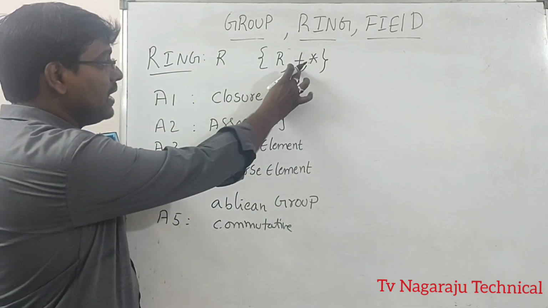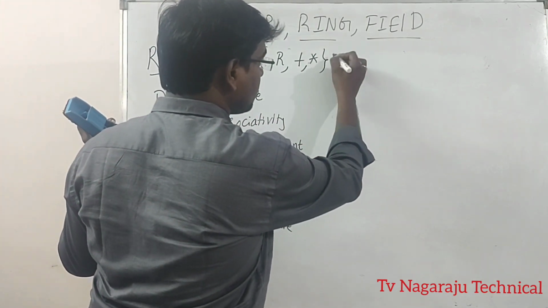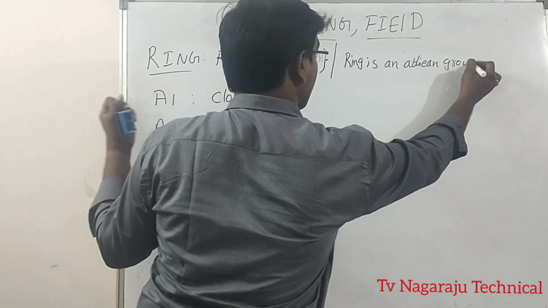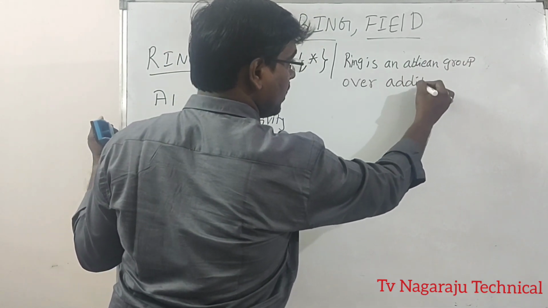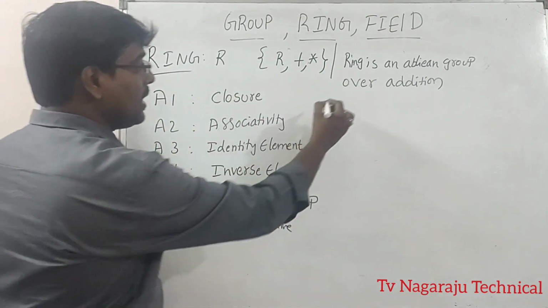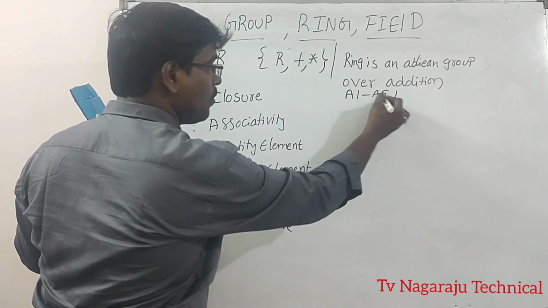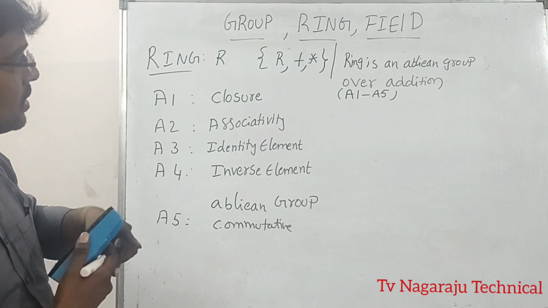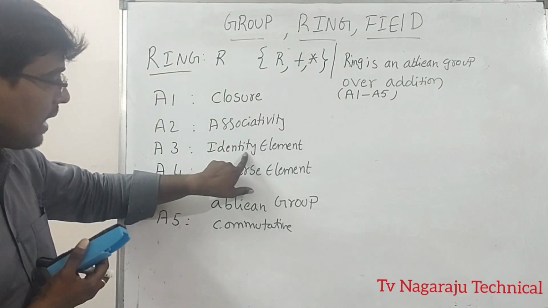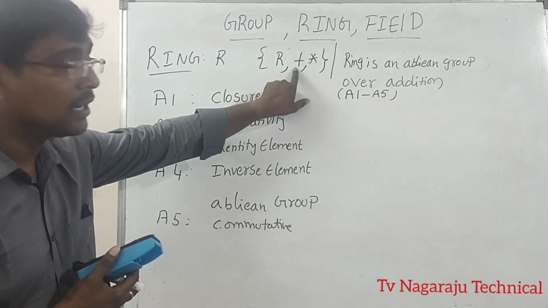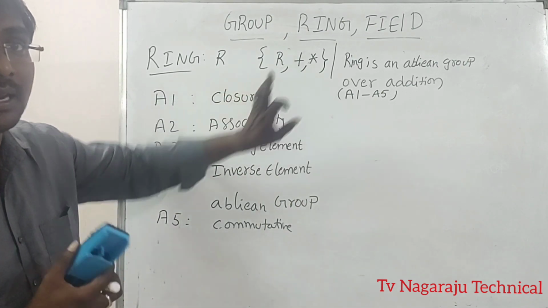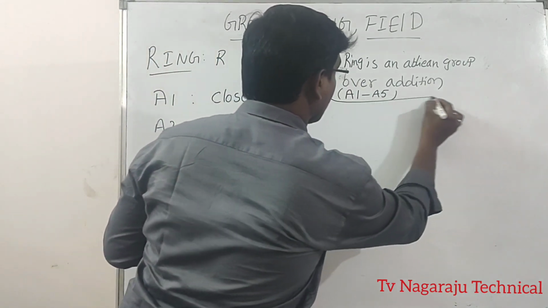Okay. Now coming to addition, simply ring is an abelian group over addition, meaning with respect to addition operation, ring satisfies all the axioms A1 to A5. Ring is an abelian group means if you are using addition operation, the ring satisfies the closure property, associative property, identity, inverse and commutative with respect to addition. A1 to A5 are satisfied. Clear? Now coming to multiplication.